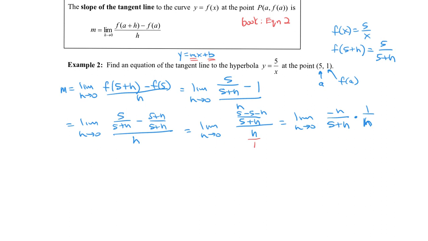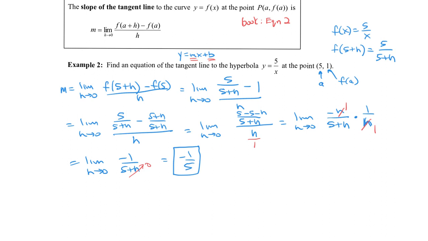So it's a little easier to see what's happening if we do this, because then we can see these h's are going to cancel. So h goes into here once, goes into here once, and that gives us a limit as h approaches 0 of negative 1 over 5 plus h. So we can finally take the limit as h goes to 0. The limit of that is going to be negative 1/5. Okay, so that is our slope.